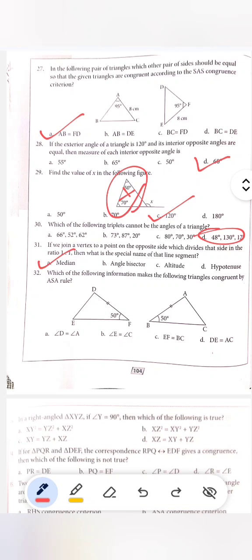Next, which of the following information makes the following triangles congruent by the ASA rule? It means angle, angle and included side. So here you can see that angle F is equal to 50 degrees, which is equal to angle B, that is 50 degrees. Then FD is equal to BA. So angle, side, and another one should be the angle. It means angle D should be equal to angle A. Option A is the correct answer.